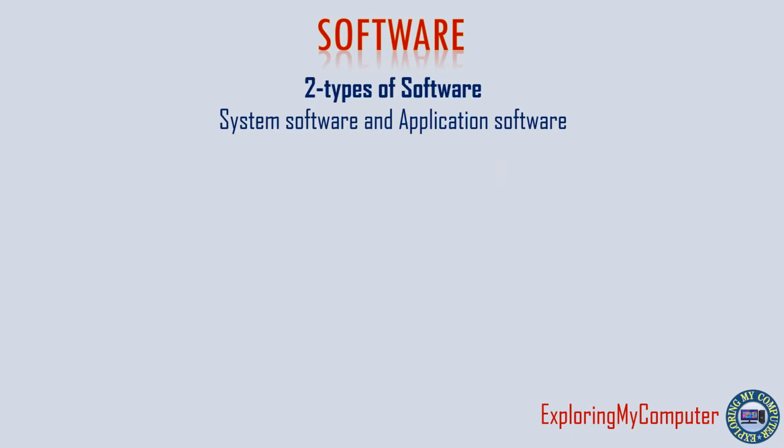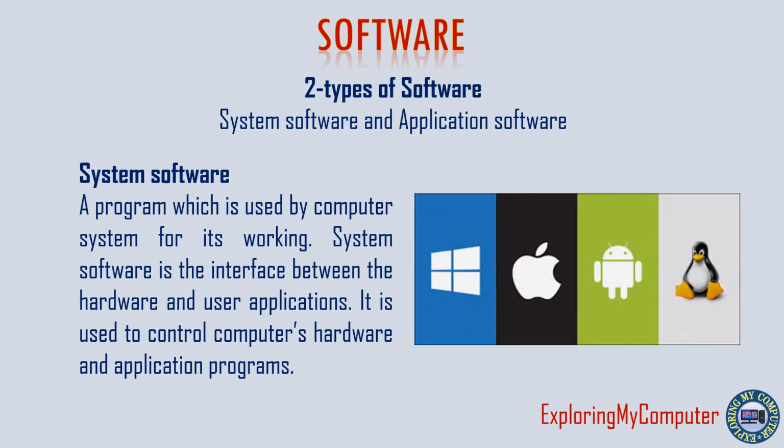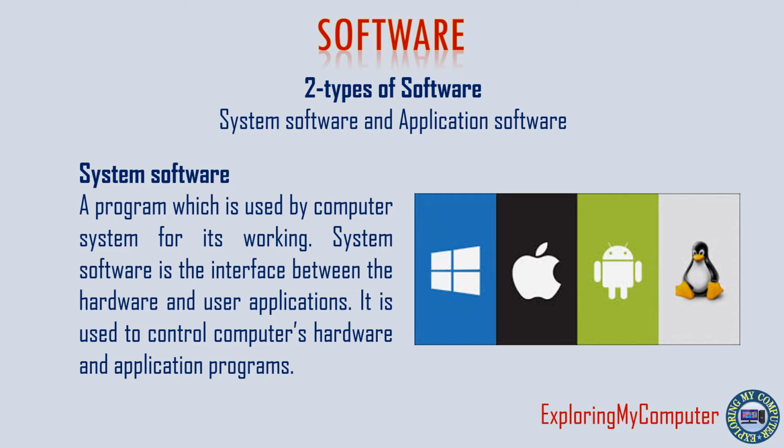Two types of software: system software and application software. System software: a program which is used by computer system for its working. System software is the interface between the hardware and user applications. It is used to control computer's hardware and application programs.